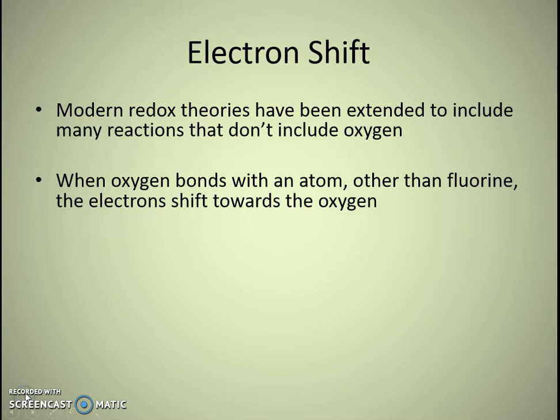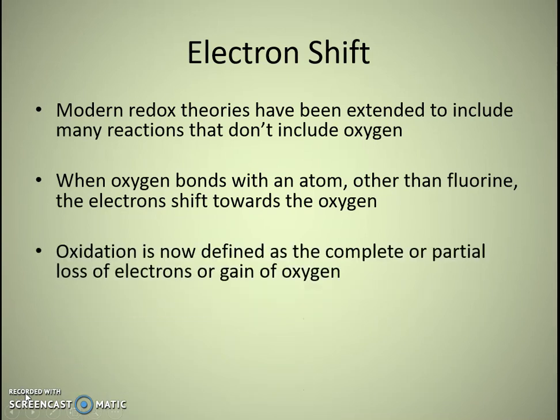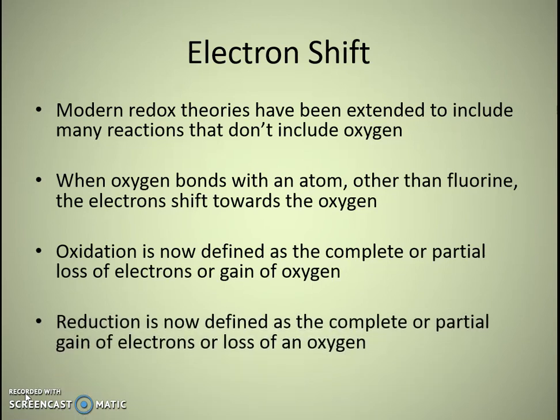So now we define oxidation as the complete or partial loss of electrons and also the gain of oxygen, because again, with the exception of fluorine, when you combine with oxygen, you're going to lose your electrons, whether it be partially in a covalent bond or completely if it's an ionic bond. And then we look at reduction as the complete or partial gain of electrons or the loss of an oxygen, because now you're going to have the opposite happening. You're going to be getting electrons, and therefore your charge will be going down.